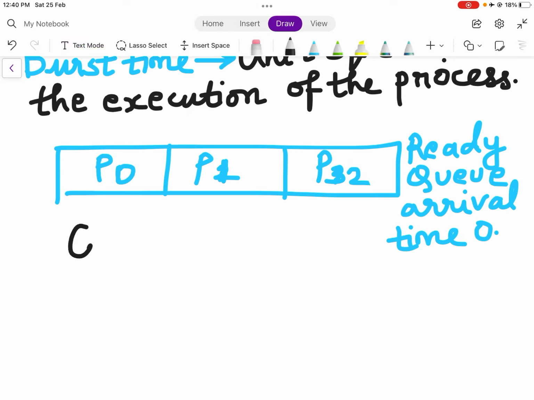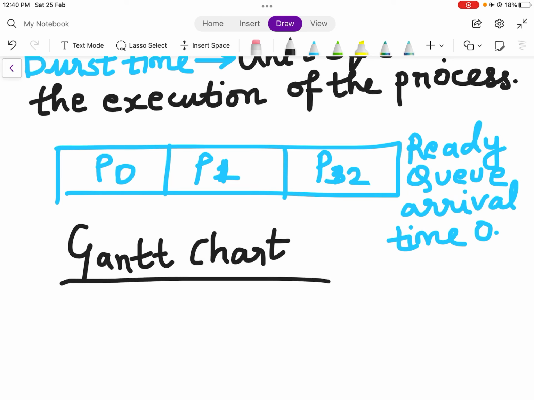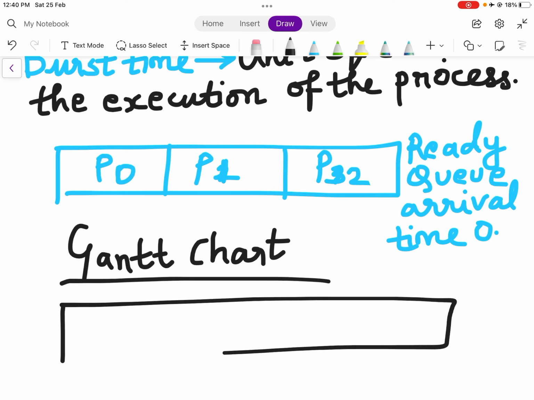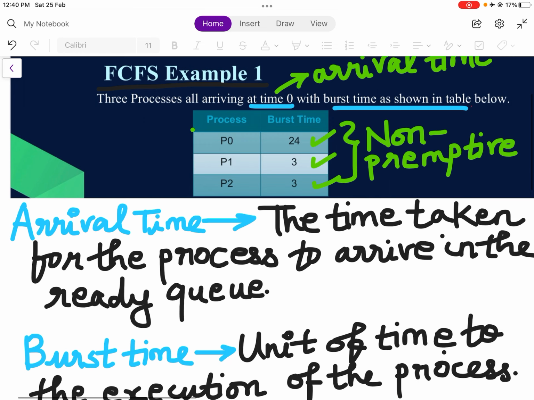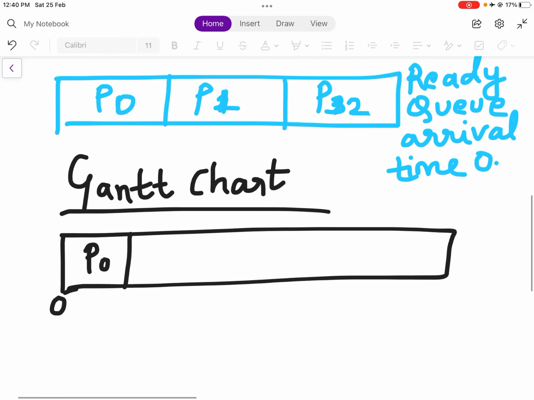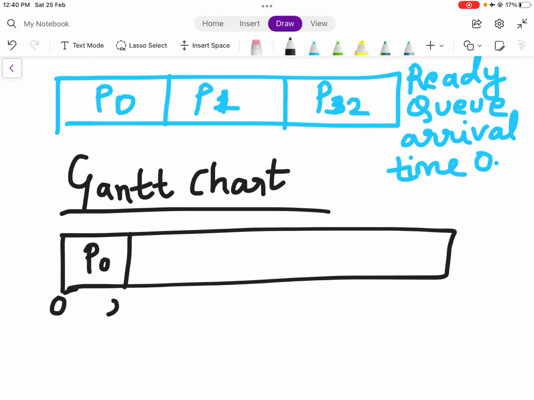The start is very important. Half the sum is solved if the start is done correctly. So we have P0, and 0 is the arrival time for P0. How much time does it take for its completion? It takes 24 units for its completion. So from 0 till 24 it is present in the CPU and it will complete at 24.